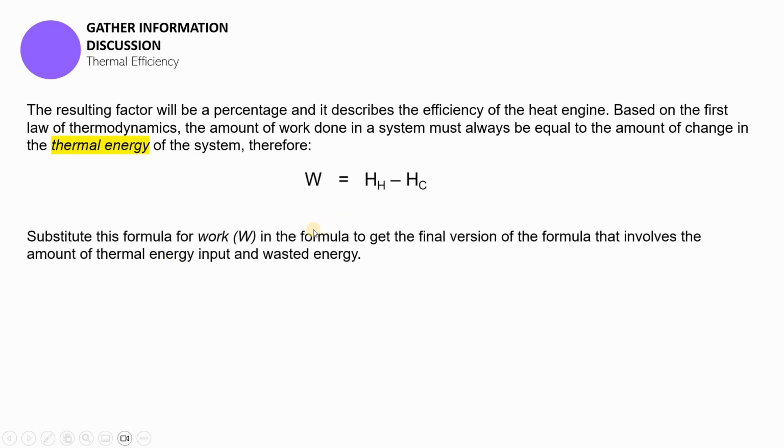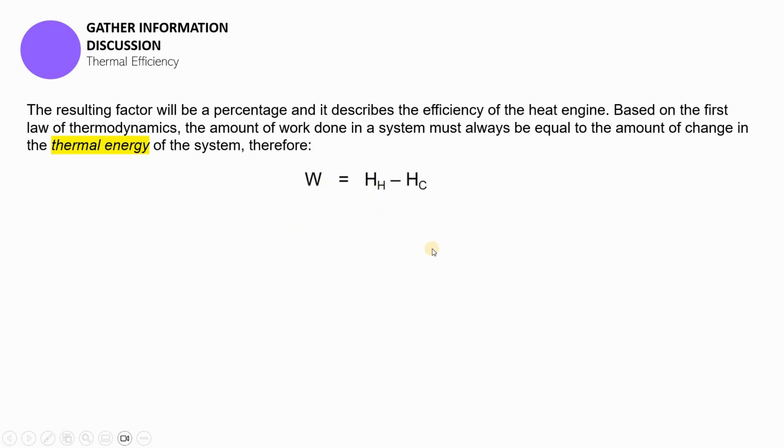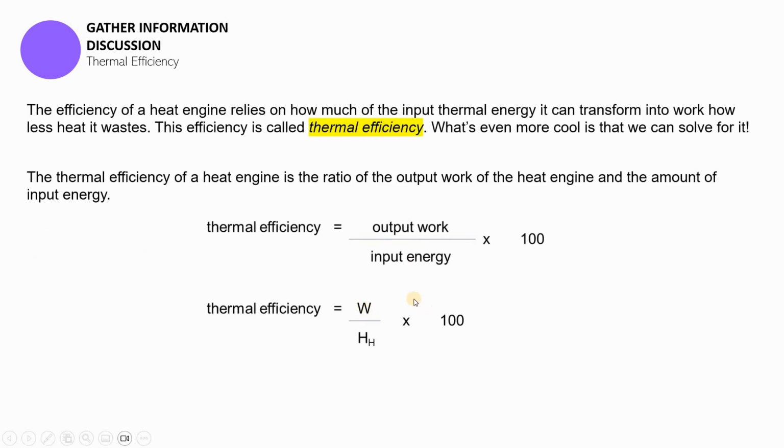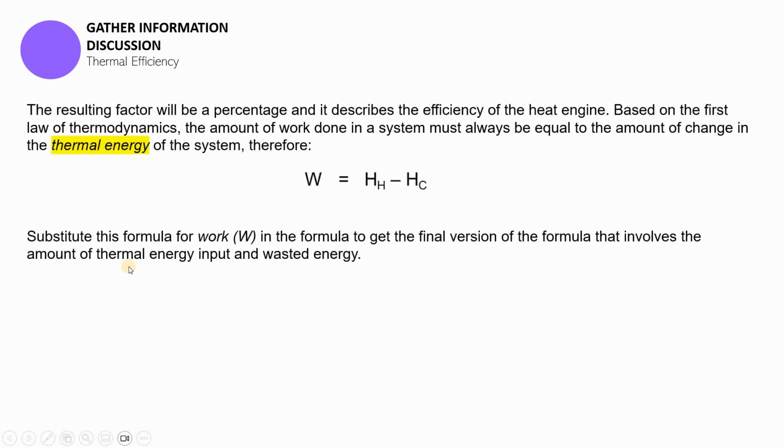Ayan. Now, tandaan natin, maalala natin that in the formula before this, meron tayong W rin doon, di ba? It's actually here, a W. Andyan siya. You can remember that. We substitute the formula for work, itong isang to, H sub H minus H sub C, in the formula, dun sa previous formula kanina, to get the final version of the formula that involves the amount of thermal energy input and wasted energy.